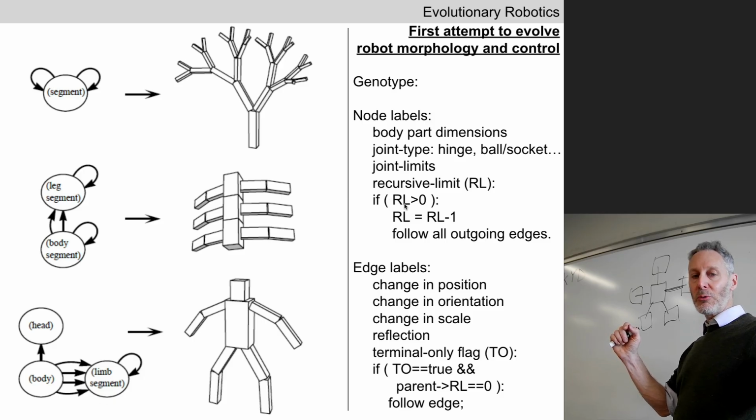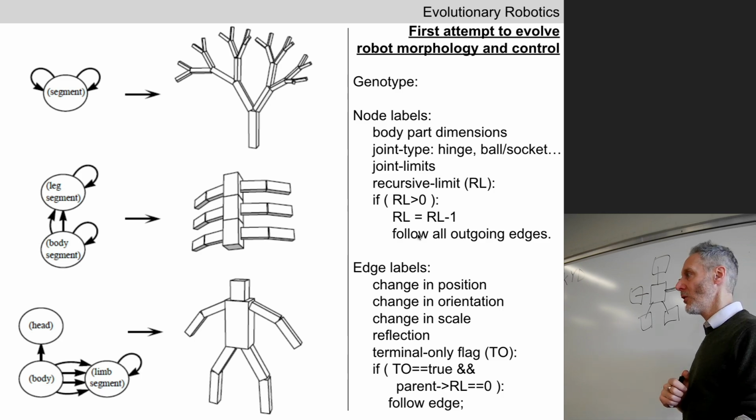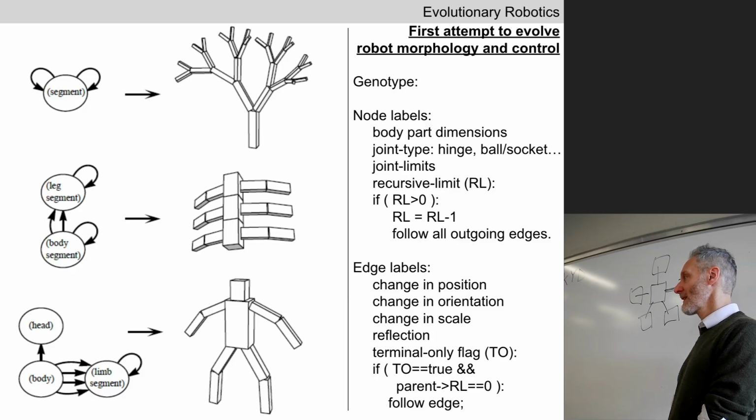So if the recursive limit is greater than 0, we follow outgoing edges. But the recursive limit inside here is now 0, so we do not follow all outgoing edges. We're done. Question? How does it know which to build first, like the head versus the end?